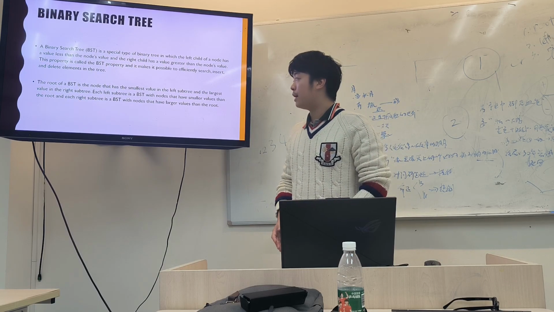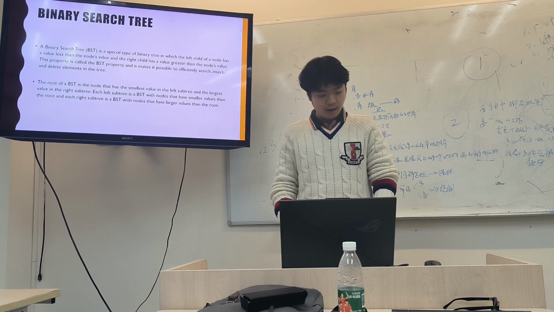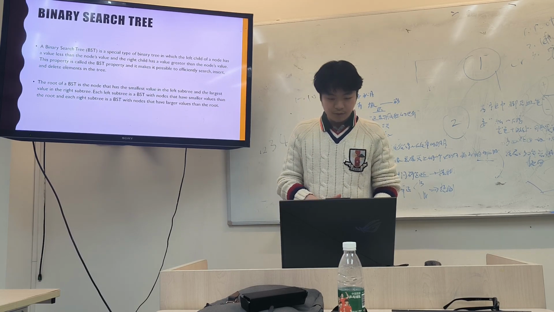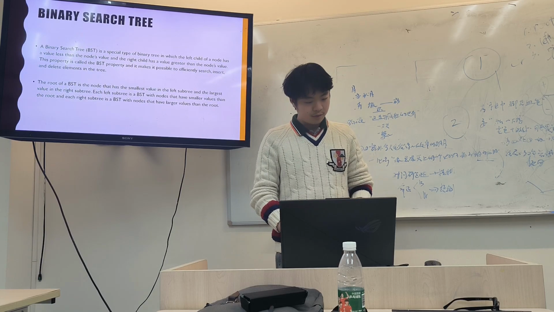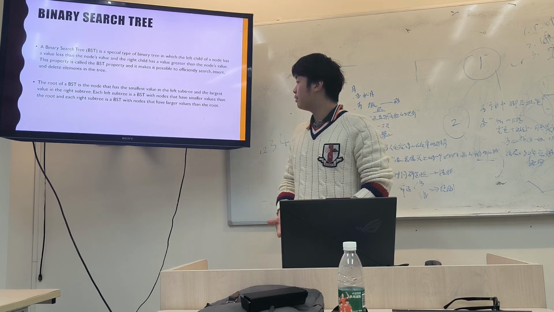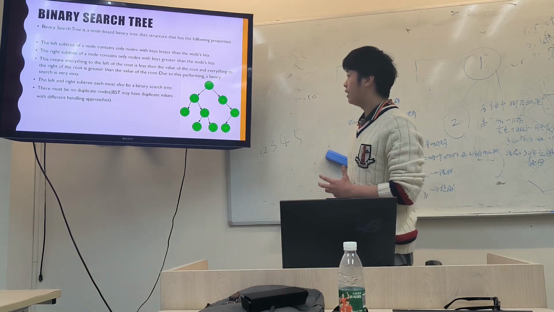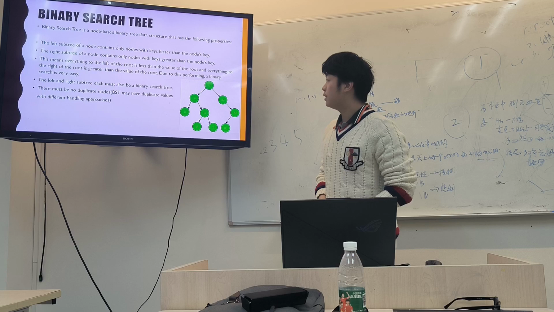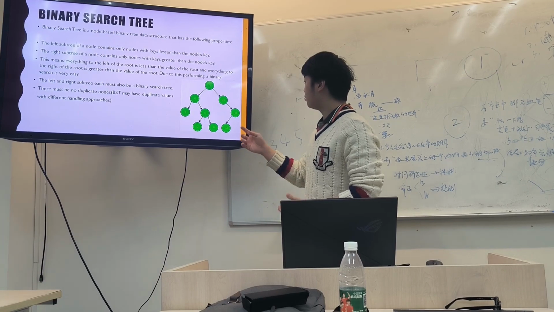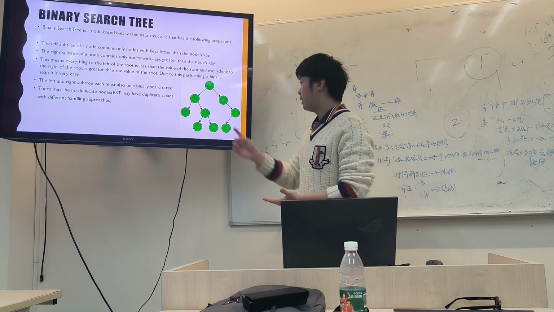The root of a BST is the node that has the smallest value in the left subtree and the largest value in the right subtree. Each left subtree is a BST with nodes that have smaller values than the root, and each right subtree is a BST with nodes that have larger values than the root. You can look at the graph here. This is a typical BST. You can see that, for example, the node 3 is less than its parent 8, and the right child 10, for example, is greater than its parent 8.